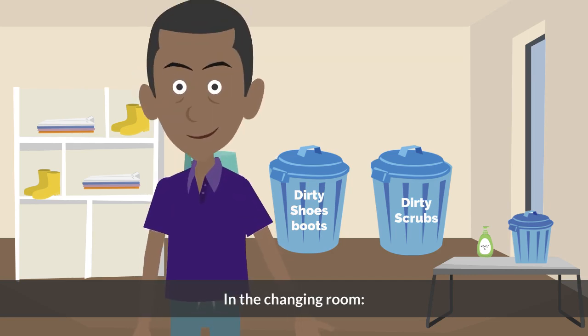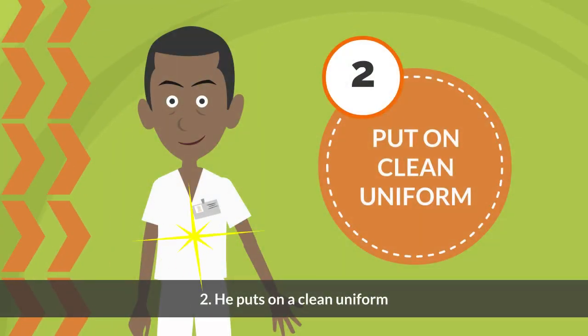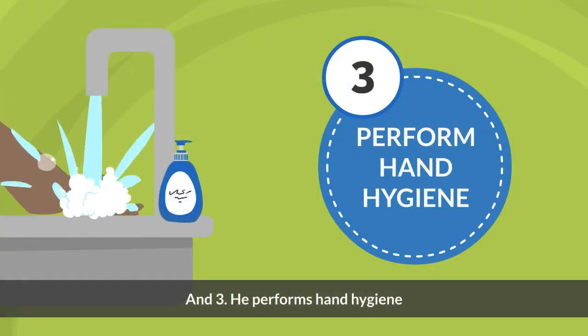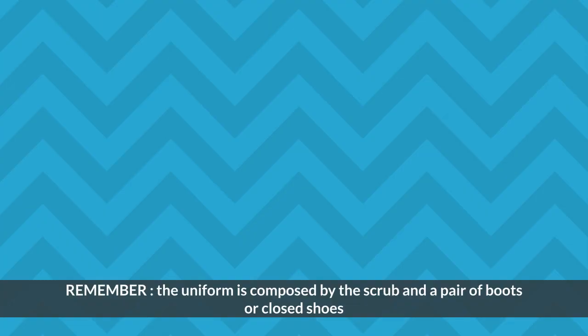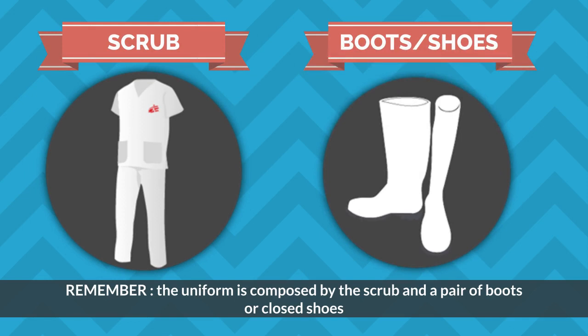In the changing room, 1. He takes off his street clothes. 2. He puts on a clean uniform. And 3. He performs hand hygiene. Remember, the uniform is composed of the scrub and a pair of boots or closed shoes.